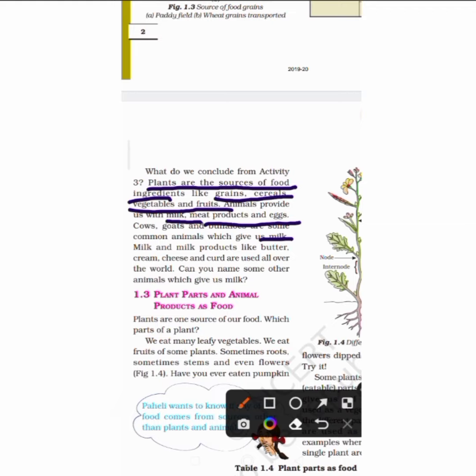Milk and milk products like butter, cream, cheese, curd are used all over the world. So these cream, cheese, curd are from the milk, so they are also given from the animals. So, can you name some other animals which give us milk? This could be camel, and some people used to drink donkey milk.